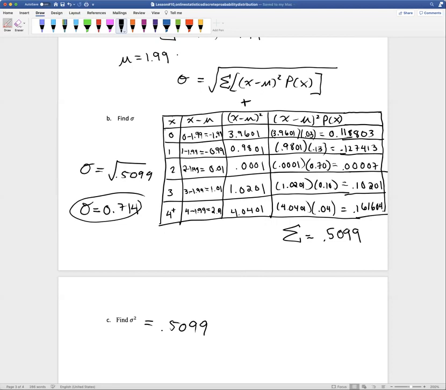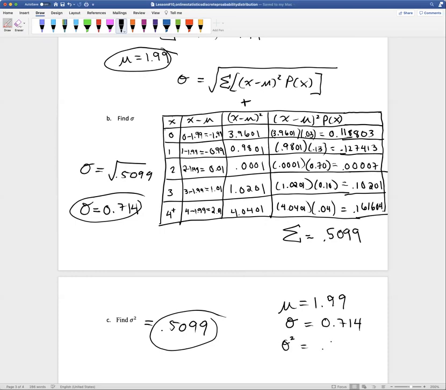Okay, so answering the questions, which were: find the mean, which is 1.99. That's the expected value. To find the standard deviation, which is 0.714. And then to find the variance, remember variance is standard deviation squared, which is 0.5099. Here are your 3 answers.